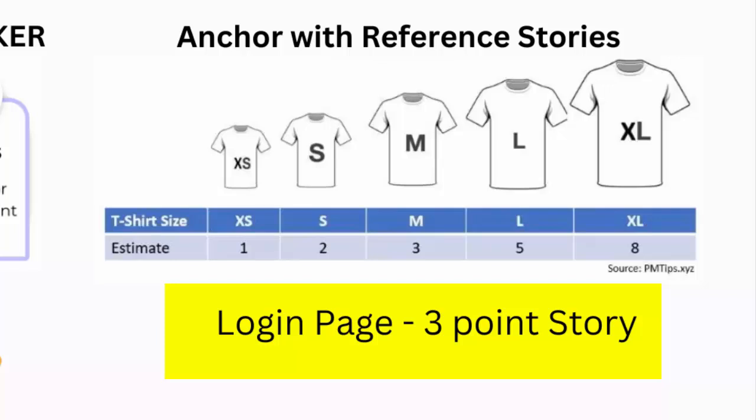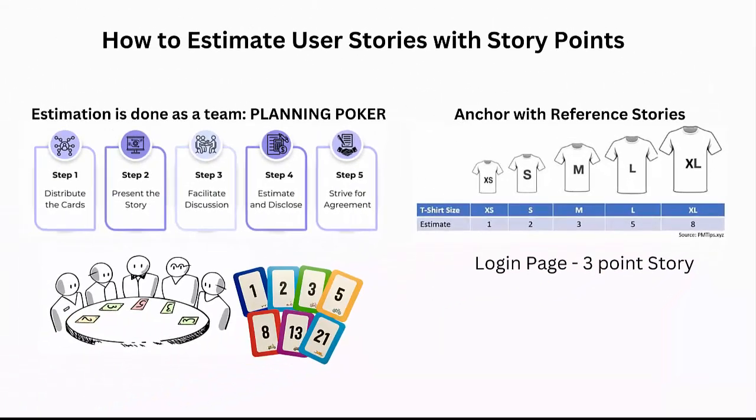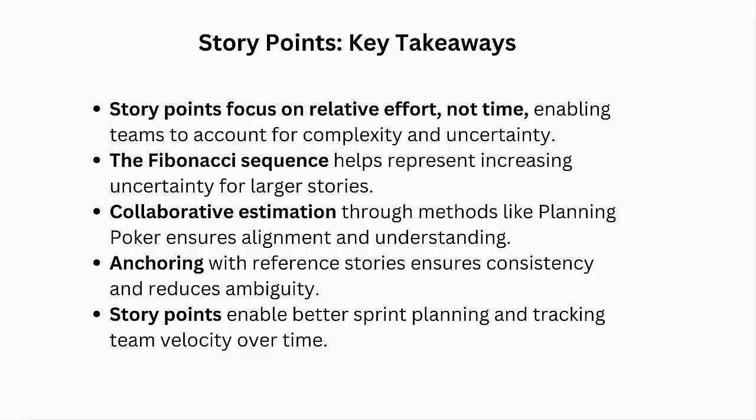To ensure consistency, teams anchor their estimates by comparing with baseline stories. For example, if a login page is consistently estimated at 3 points, other stories can be measured against that as a reference.